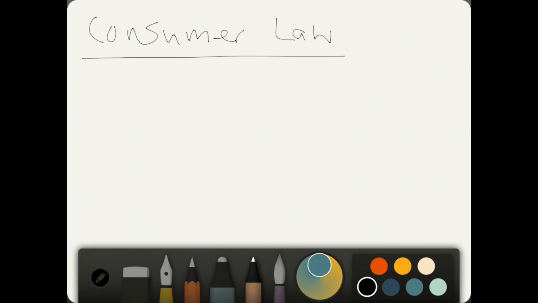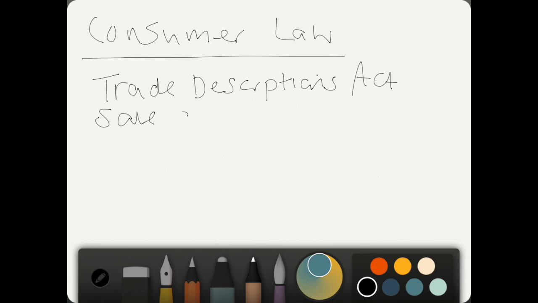Okay, right, the last law that you have to be aware of is consumer law. All right, now this is law that has been set up by the government to make sure that we don't get exploited as customers. So there's two in particular. You've got the Trade Descriptions Act, and you've also got the Sale of Goods Act.